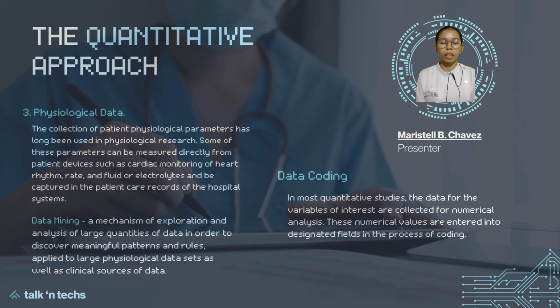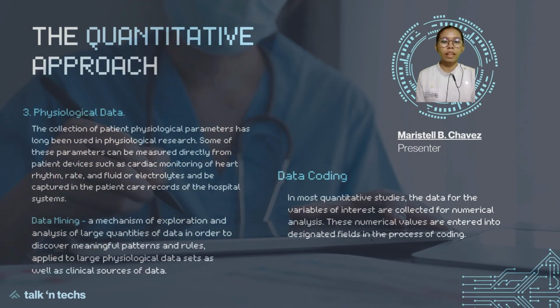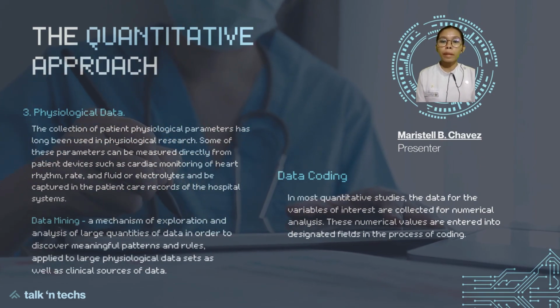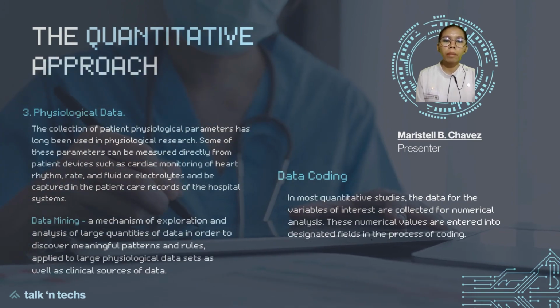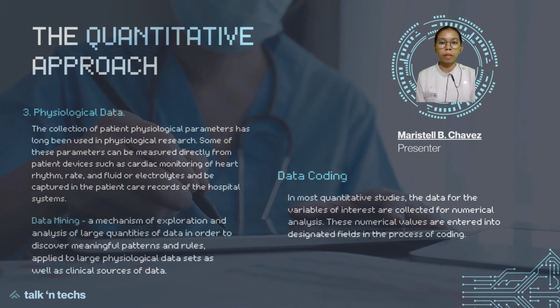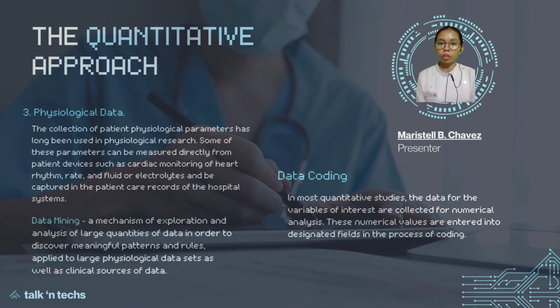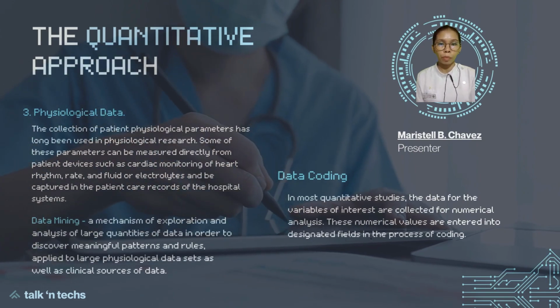Next is data coding. In most quantitative studies, the data for the variables of interest are collected for numerical analysis. These numerical values are entered into designated fields in the process of coding. Coding may be inherent in software programs for the physiological data and many of the electronic surveys. The coding may be generated by a computer program from measurements directly obtained through imaging or physiological monitoring, or entered into a computer by a patient or researcher from a printout or a questionnaire or survey into a database program.